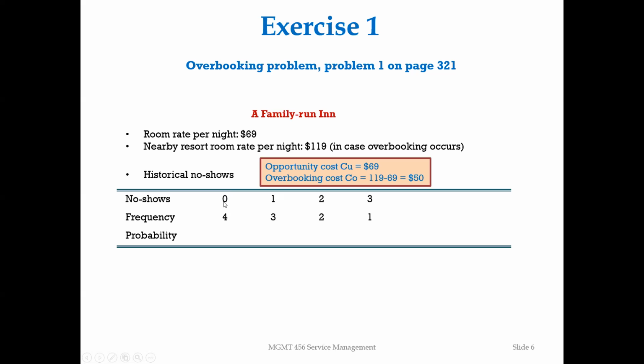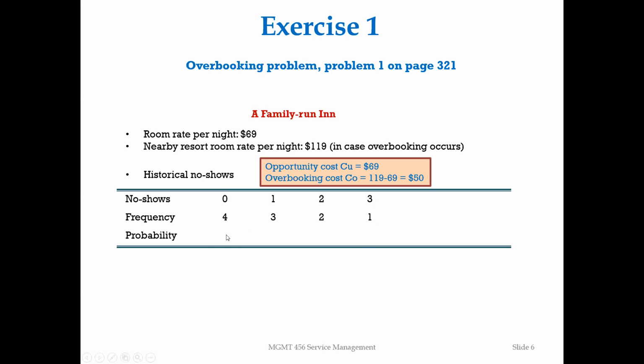In other words, everybody showed up. Out of 10 days, there are 3 days when we had 1 no-show. One customer did not show up. On 2 days, we had 2 no-shows, and on 1 day, we had 3 no-shows. Altogether, it's 4 plus 3 plus 2 plus 1, 10 days. So we had 10 different observations. This is given information.